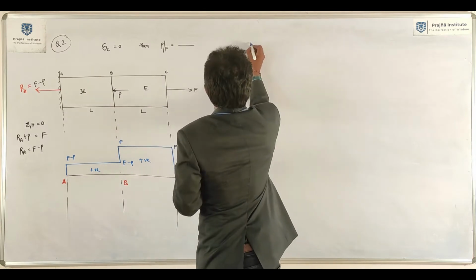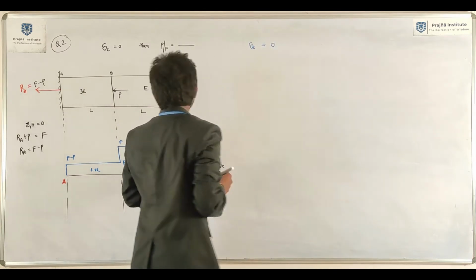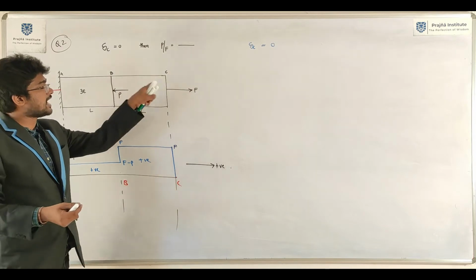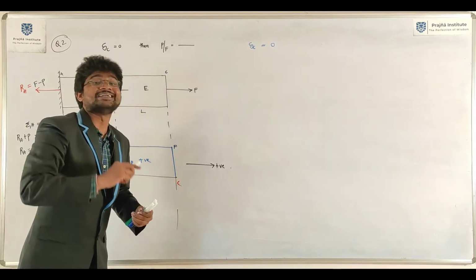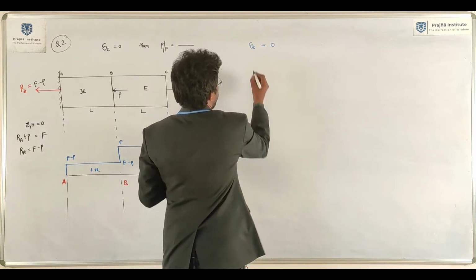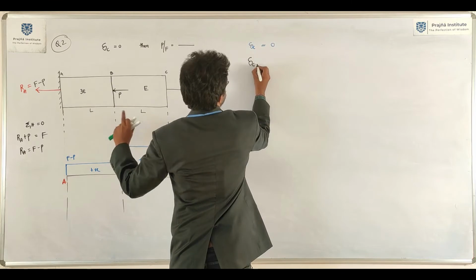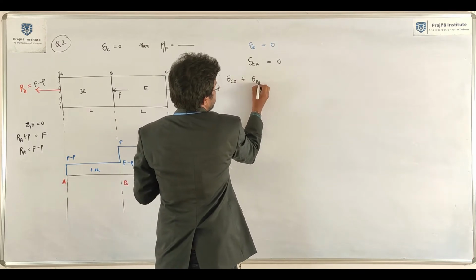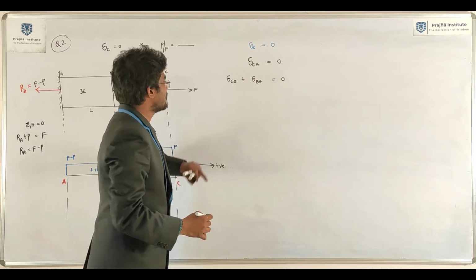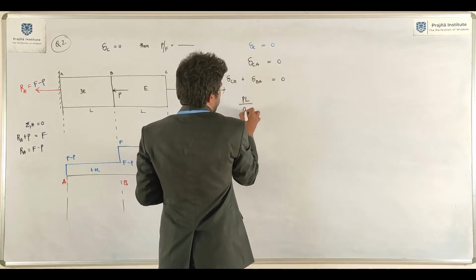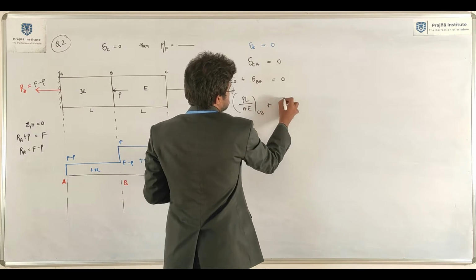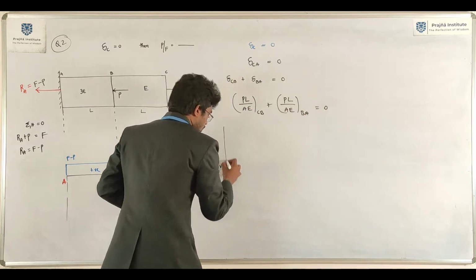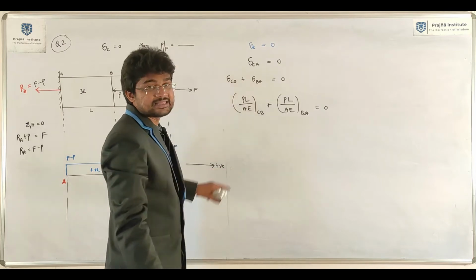Now what is given? Delta C equivalent to 0. That means axial deformation at point C with respect to the fixed end is equal to 0. Delta CB plus delta BA equivalent to 0. Then PL by AE for CB plus PL by AE for BA equal to 0. Then what will you get, tell me? What is the load in the member?